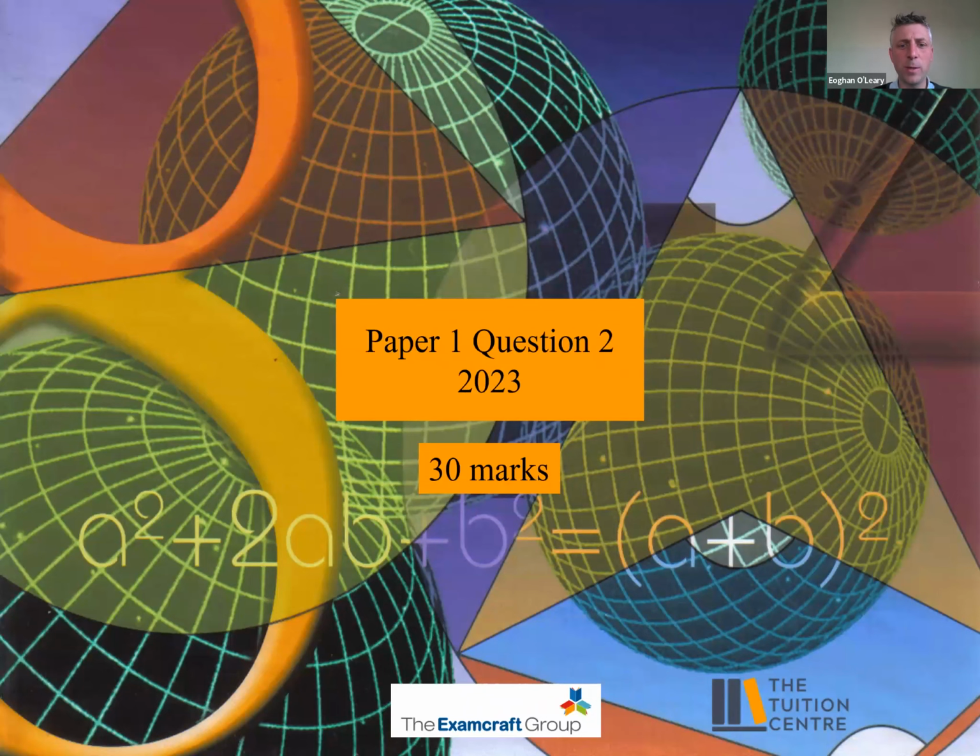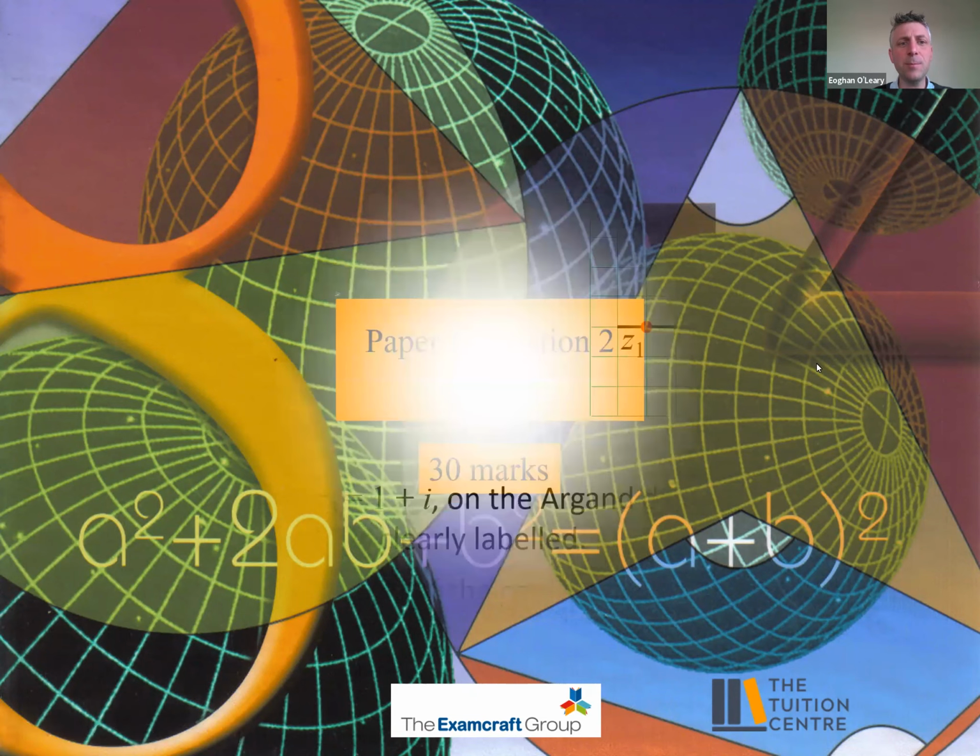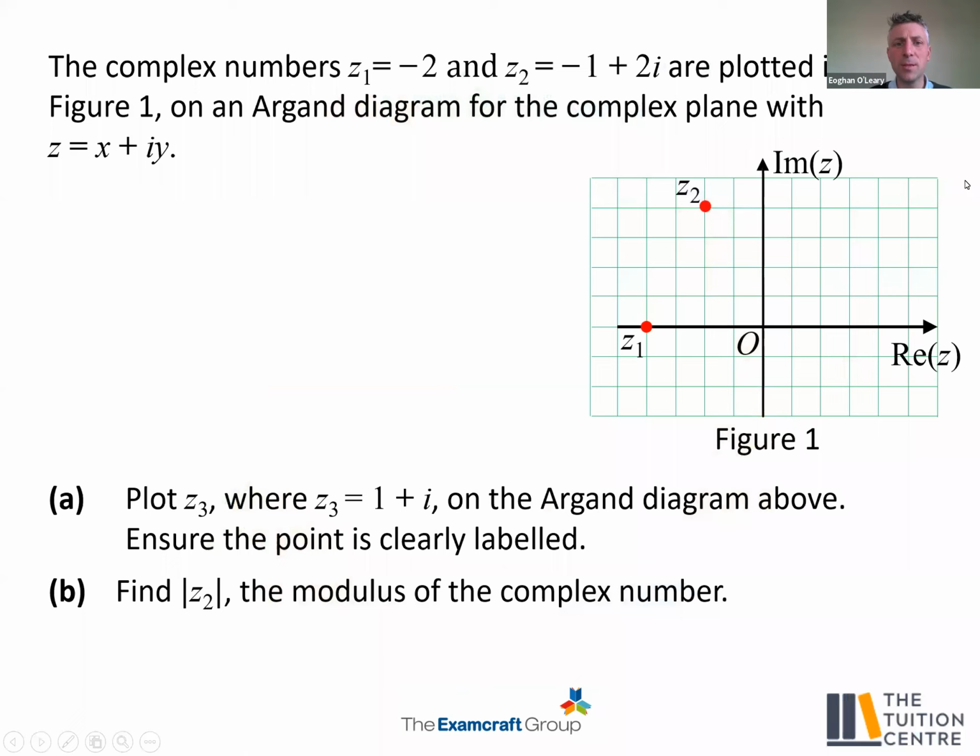So we're on to question 2. It's a complex numbers question. It says the complex numbers z1, which is -2 or -2 plus 0i, and z2, which is -1 plus 2i, are plotted in figure 1 on the Argand diagram for the complex plane, where z is equal to x plus iy, so real number plus imaginary number. It says plot z3, 1 plus i, on the Argand diagram above. Ensure the point is clearly labeled.